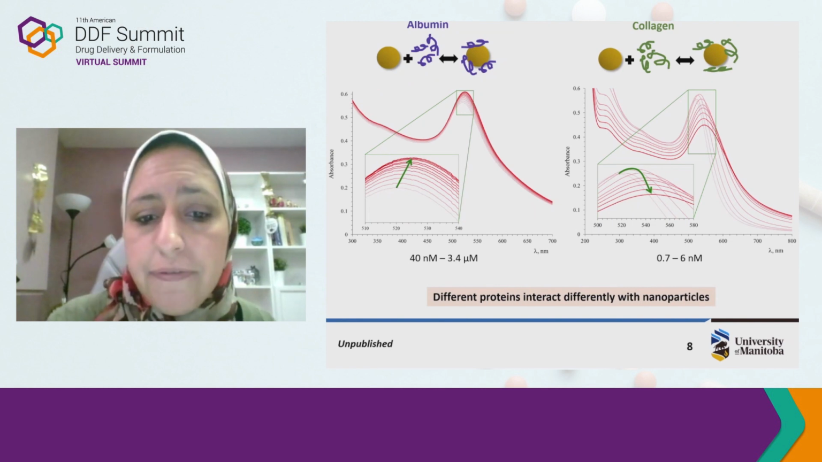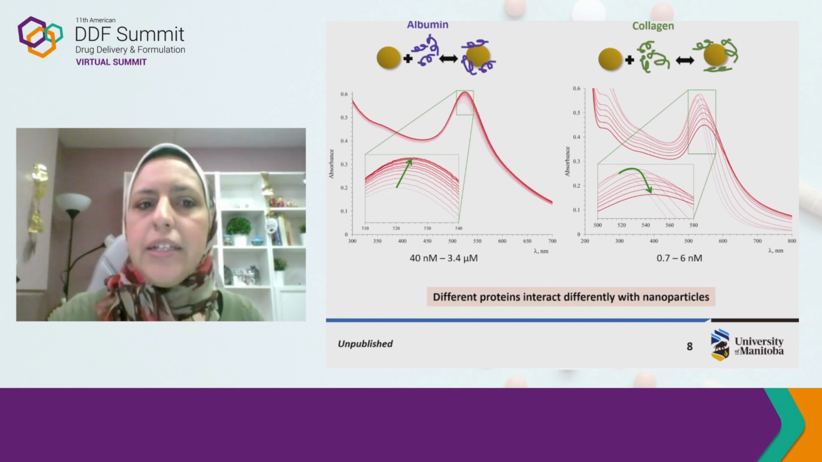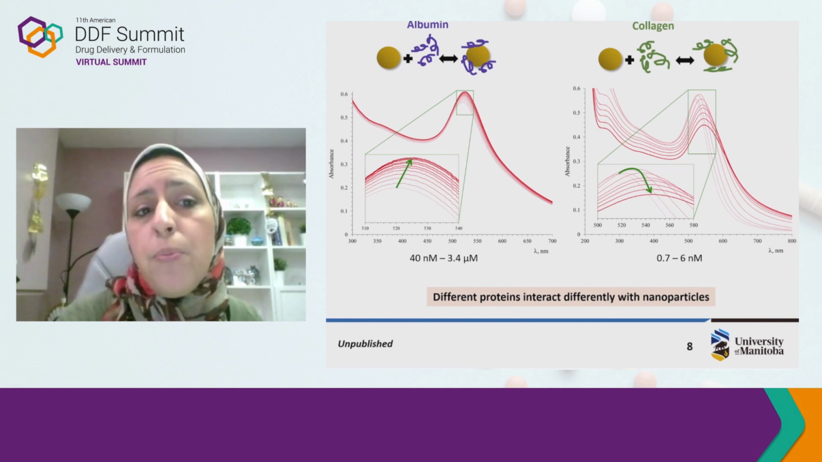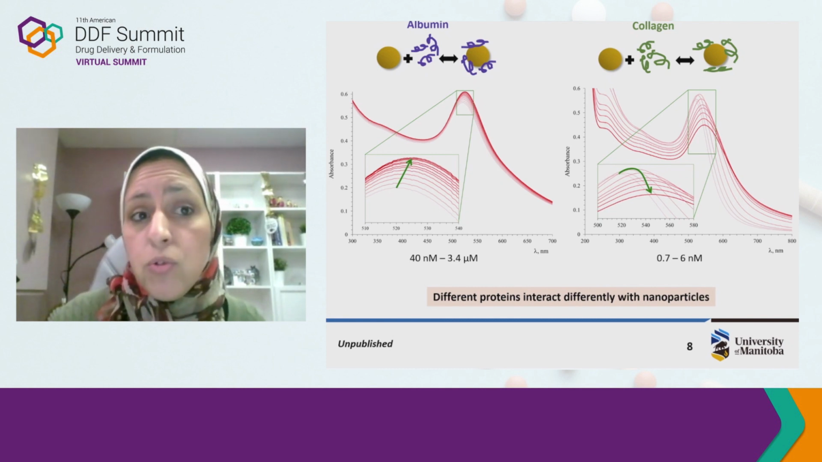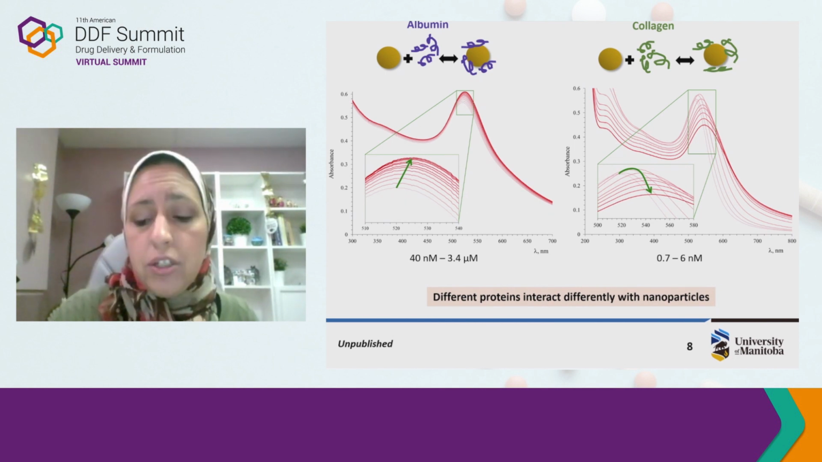So clearly there is a difference, and we've done a set of experiments based on fluorescence as well to determine the binding constant, and we could clearly see that collagen is binding more efficiently to the surface of gold nanoparticles than albumin, which is the main protein found in the blood circulation.